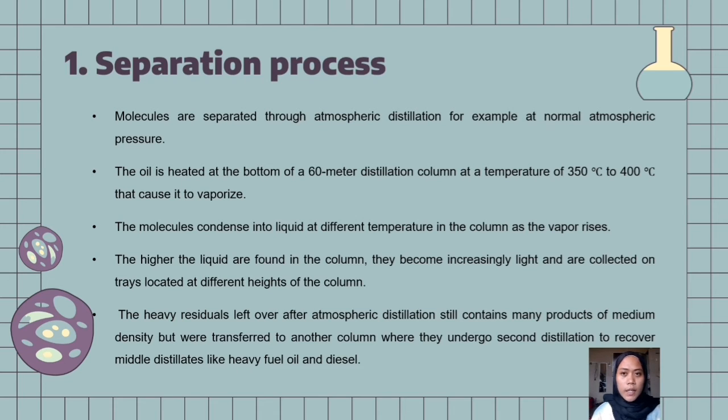Each tray will collect a different petroleum fraction, with highly viscous fractions like asphalt at the bottom and gases at the top. The heavy residuals left over after atmospheric distillation still contain many products of medium density, so they will be transferred to another column where they undergo a second distillation to recover middle distillates like heavy fuel oil and diesel.